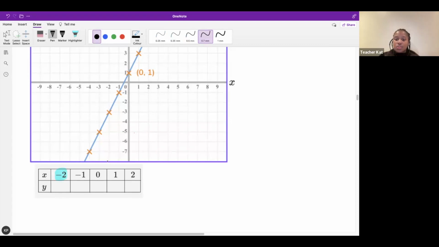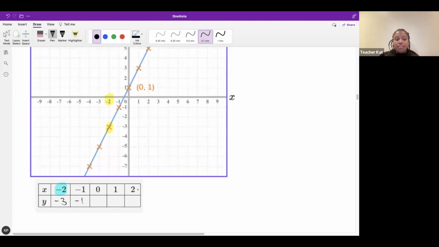On the x-axis. So then what is my corresponding y value? It's over here. So then my y value is -3. Nice, it's this point there. So it's -2 that goes with -3. Great. Next one, an input of -1, what is my corresponding y value? It is also -1.